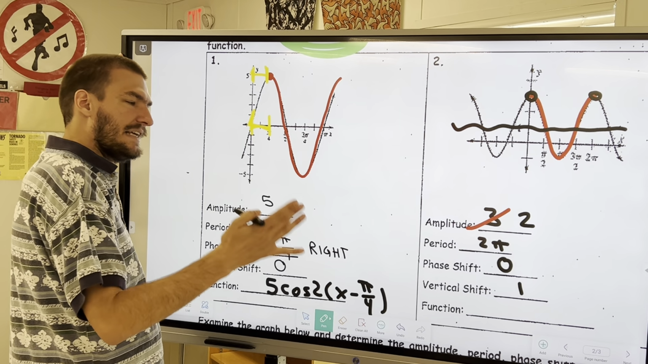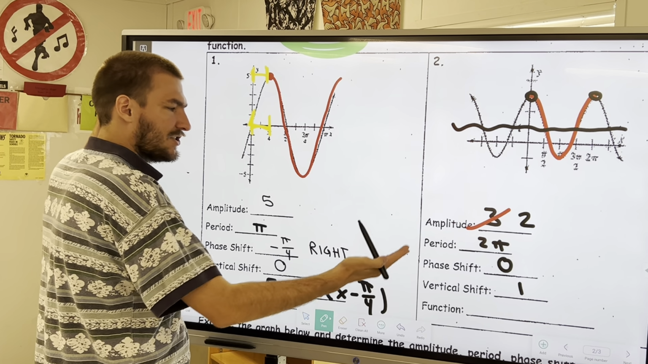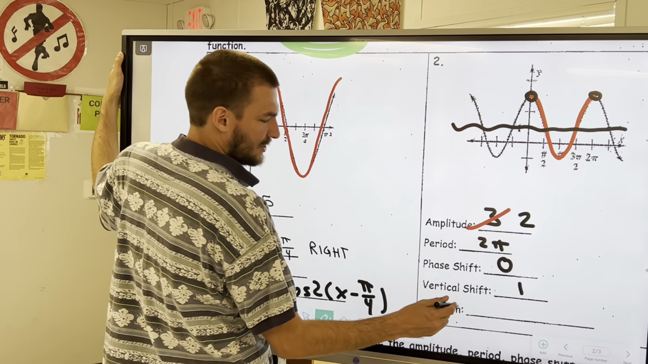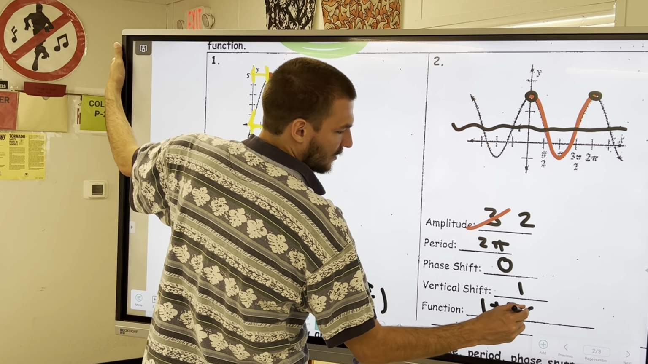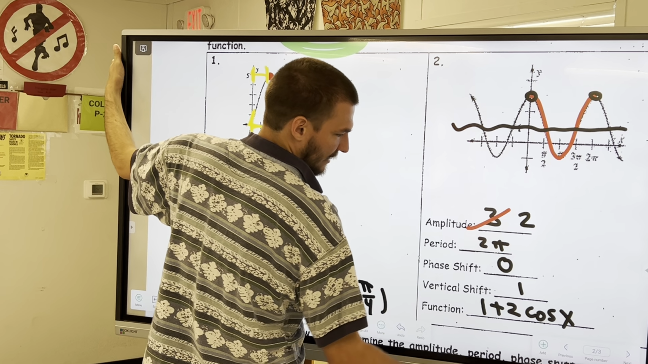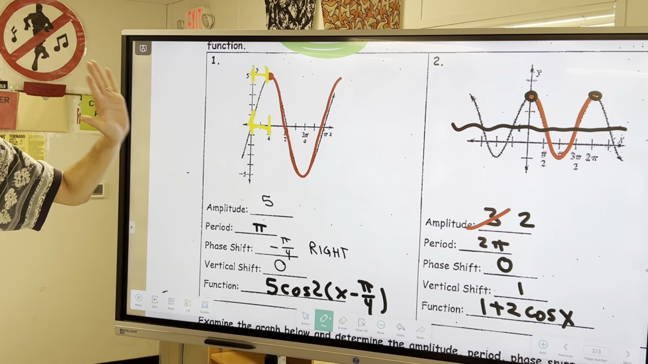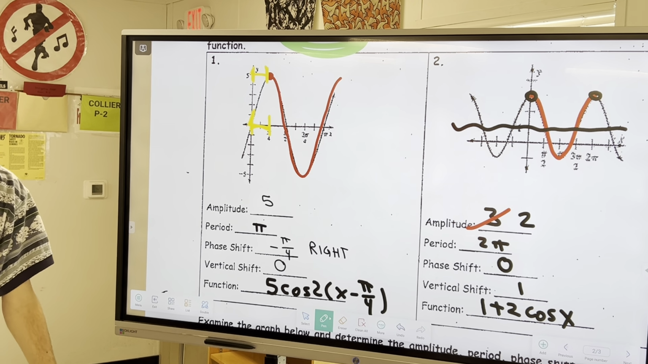This should be a pretty easy function without a phase shift and with a standard period. It should be 1 plus 2 cosine x. And that's it. No B number, no phase shift number, which is like C.